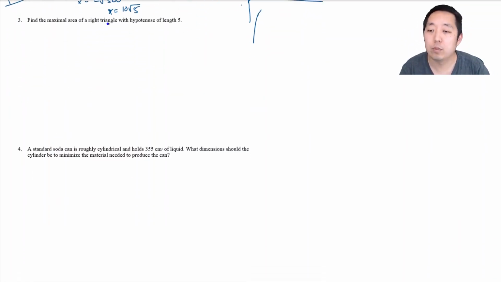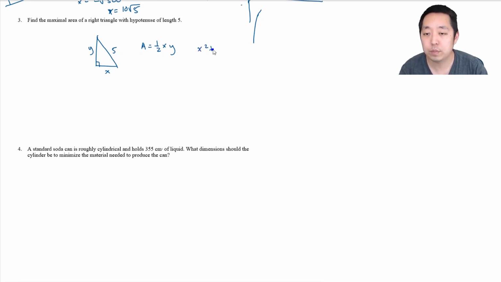Find the maximal area of a right triangle with hypotenuse of length 5. So I have a right triangle here, length 5, and we're going to say this is x and y. So the area is equal to 1/2 x times y, right? But again, I need to relate x and y so I can put this in terms of one variable, and I can use the Pythagorean theorem that this is true. So that means y, if I solve for it, has to be the square root of 25 minus x squared. And so then I'm going to plug that into here. The area is 1/2 x square root of 25 minus x squared.